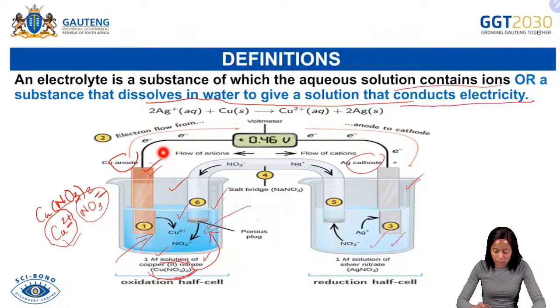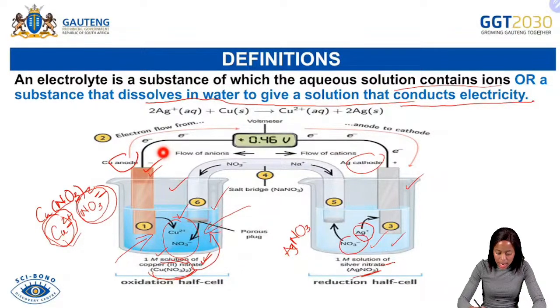So on the left-hand side, we have copper 2 nitrate as our electrolyte, and it's going to break down to give us ions. On the right-hand side, we have silver nitrate, which is AgNO3. And the silver nitrate is going to break down into Ag+ and NO3 minus. So that solution contains ions, which are your cations, which are positive, and your anions, which are negative.